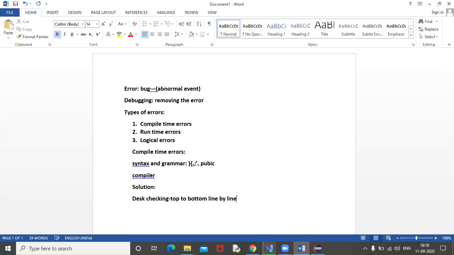So desk checking is the solution at compile time for this problem. Desk checking is nothing but checking each and every word. One more thing: who is compiling your Java program? The Java compiler, is it not? Javac. Javac can display a maximum of 100 errors only, at a time.